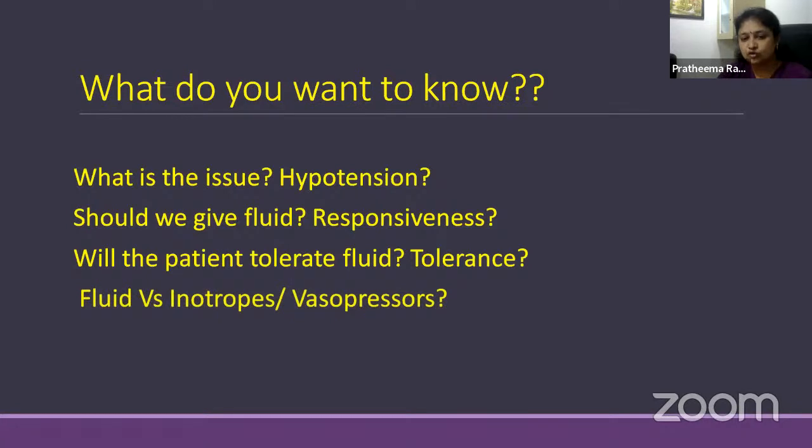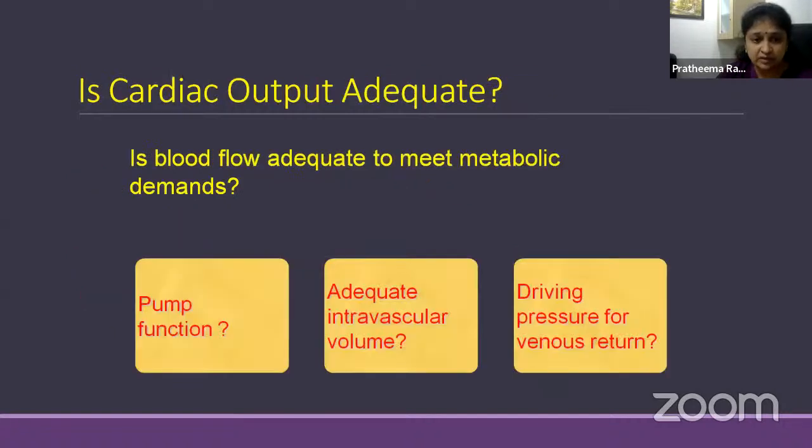So is it going to be fluids or inotropes? I'm going to be thinking that I have to be giving fluids for hypotension. My colleague would think that it's better to start noradrenaline or a dopamine drip. So what should we do? These are the questions which will be running in our mind. So how do we decide on it?